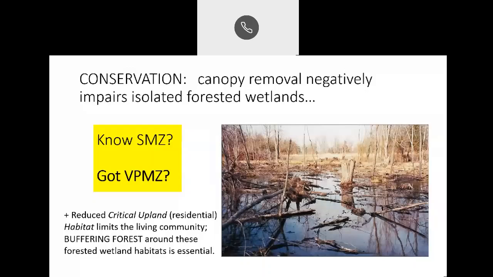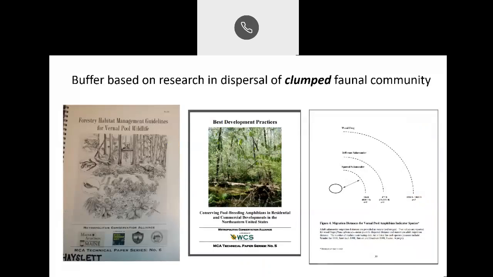Next, please. And this is based on research that is tried and true. It's been around for 10 to 15 years now. There's plenty of citations for these best practices. And in short, if you look on the far right there, these distances that determine the standard are really based on research into the distances that the indicator or obligate amphibians would disperse away from the wetland.